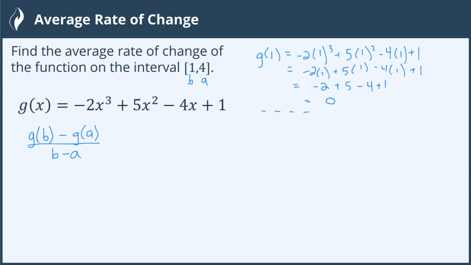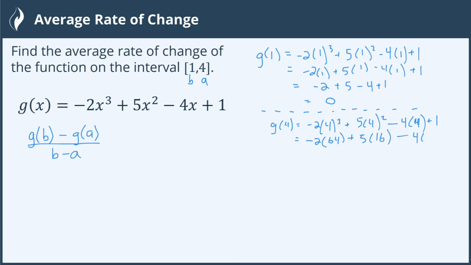Now let's do the same thing. We also need to find g of 4 because that's a. So g of 4, same process. We're going to plug in a 4 for x. So -2 times 4 cubed plus 5 times 4 squared minus 4 times 4 plus 1. Order of operations says that I need to do the exponents first. So 4 cubed is going to be 64. 4 squared will get me 16.